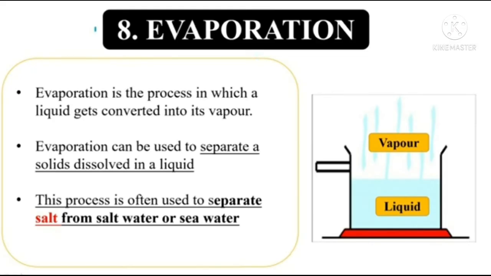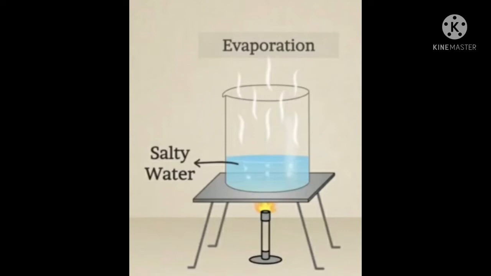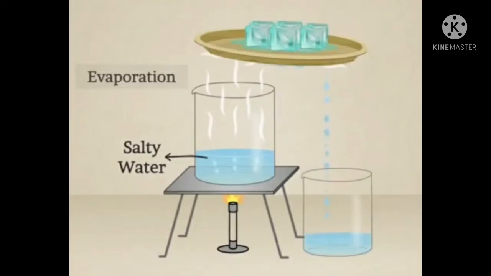Evaporation. Evaporation is the process in which a liquid gets converted into its vapor. Evaporation can be used to separate a solid dissolved in a liquid. This process is often used to separate salt from salt and water, and also to separate salt from seawater. When salty water is heated, the water gets converted into vapor at its boiling point.